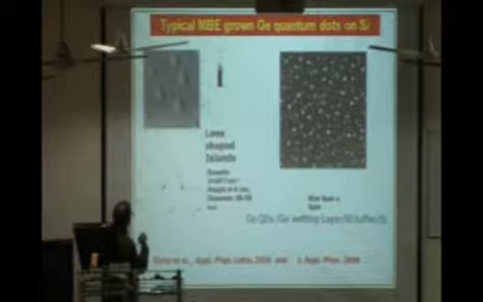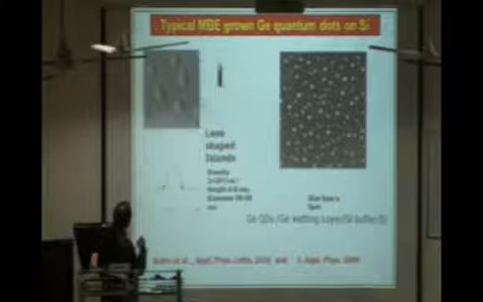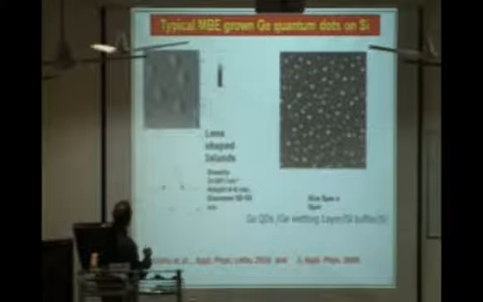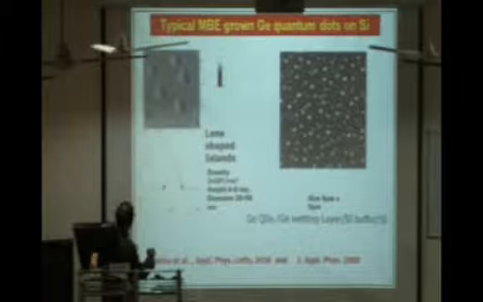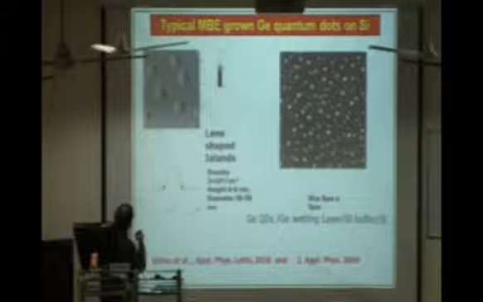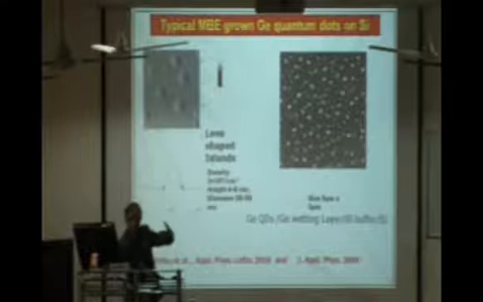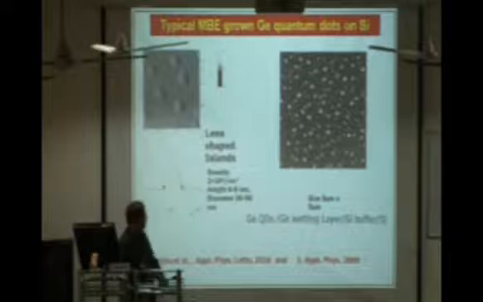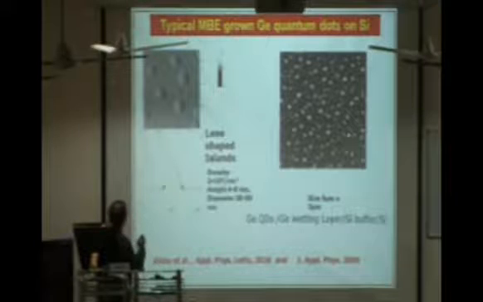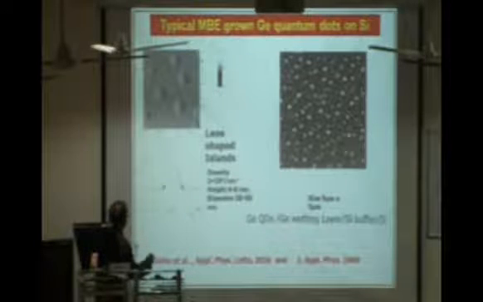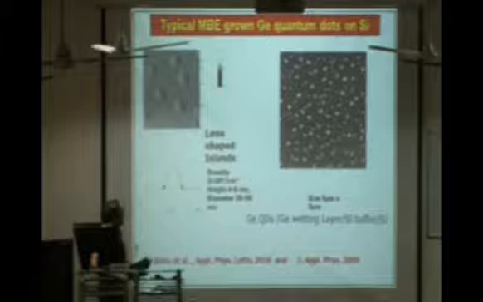In fact, we have some shapes which we call half-sphere, a little bit lens-shaped islands, and the typical density, depending upon the kind of growth, is about 2 into 10 to the 8 per centimeter square, and the height is about 4 to 8 nanometers. So as you see, this height is much below the so-called Bohr radius or de Broglie wavelength, but in these directions it is comparable to those wavelengths, about 30 to 50 nanometers.